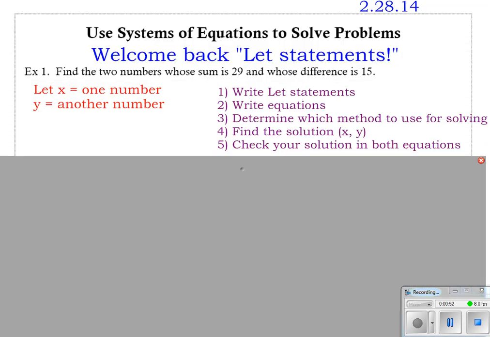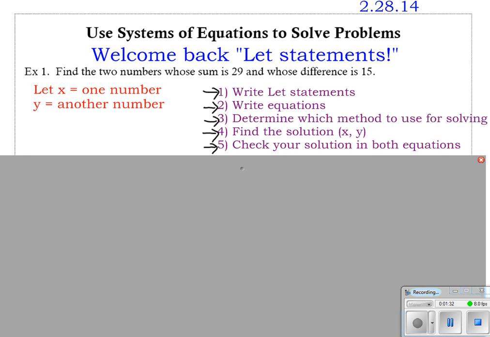Let's look at what our steps are. So here we have step 1. I have to write a let statement. Step 2, I have to write the equations now. They're no longer provided to me. Step 3, I want to determine which method to use for solving. Some of them will be easier to use elimination method, for example, or substitution method. That's why you needed to learn all three methods. Step 4 was to find the solution, which is your x, y, and step 5 is finally to check your solutions in both equations.